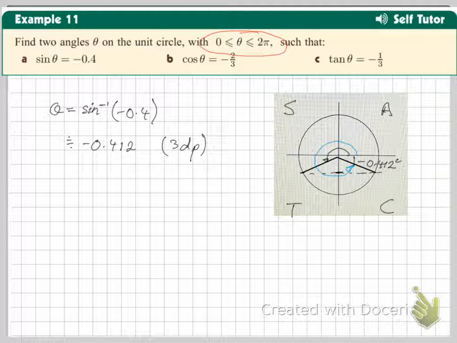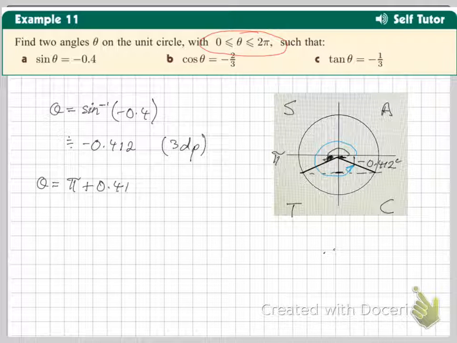Well, that's reasonably easy. The first one, we know that there's pi radians in half a circle, pi radians around to here, and so we just add, that's pi there, around to there, we add 0.412, bearing in mind that this angle in here is the same as this angle in here. Alright, so we're going to get the angle theta is equal to pi plus 0.412.